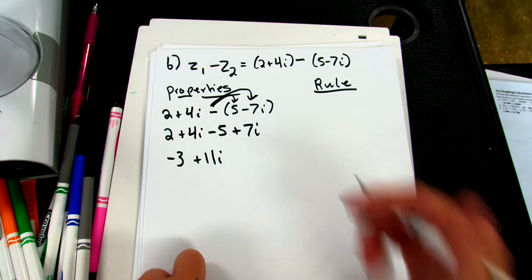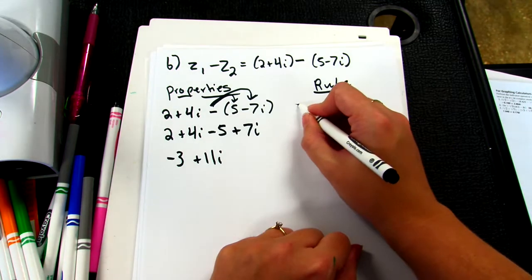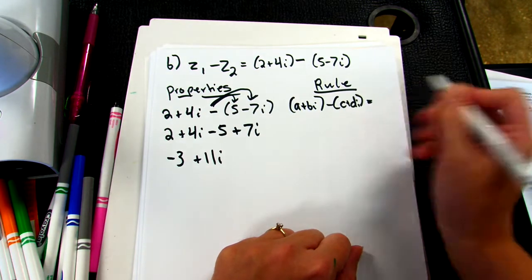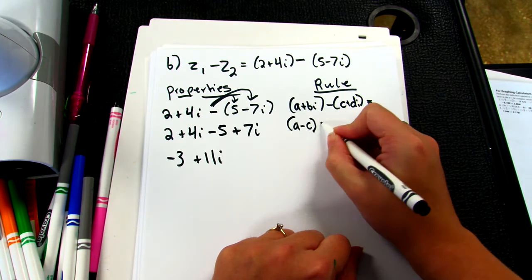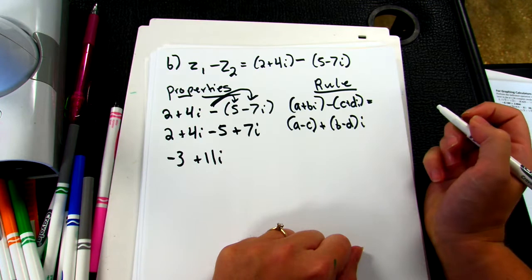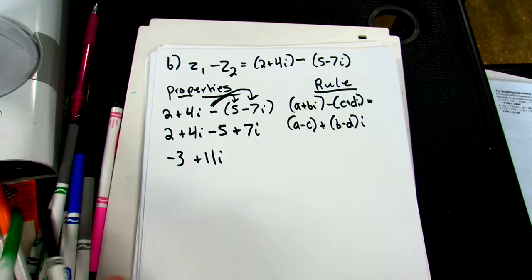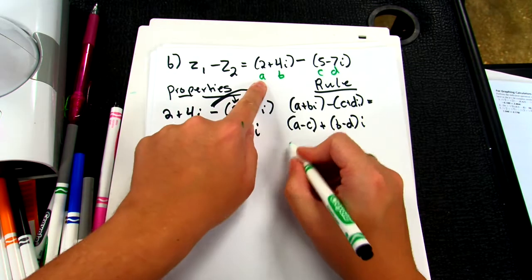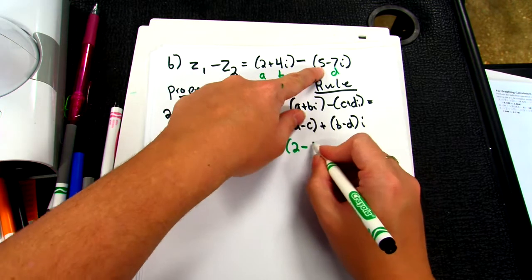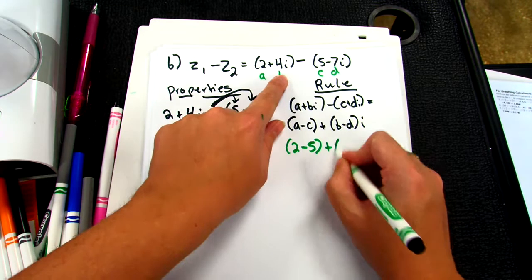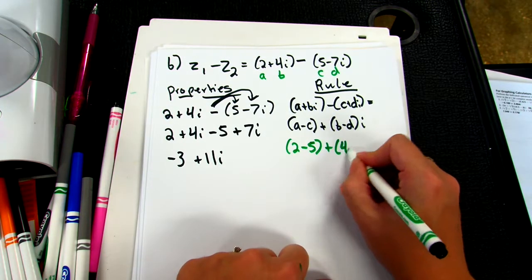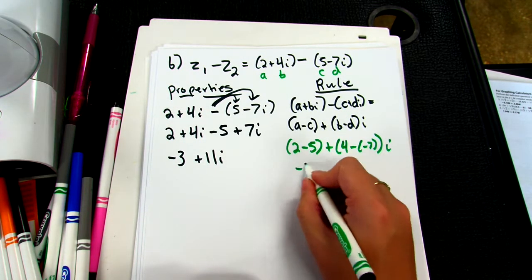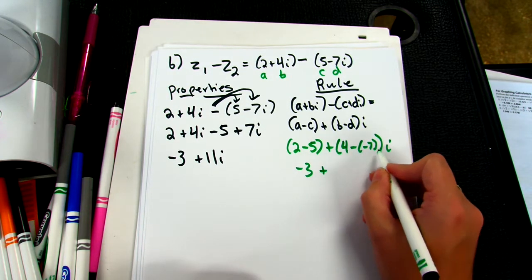All right, now for the rule. The rule says that if you have a plus bi minus c plus di, you're going to do a minus c plus b minus d i. Okay, so first things first, what's a, what's b, what's c, what's d, right? So again, you go up here, a, b, c, d. So a is 2 minus c is 5 plus b is 4 minus d is negative 7. Okay, so 2 minus 5, negative 3, plus 4 minus negative 7, that's 11i.